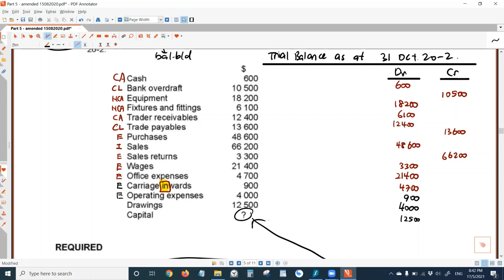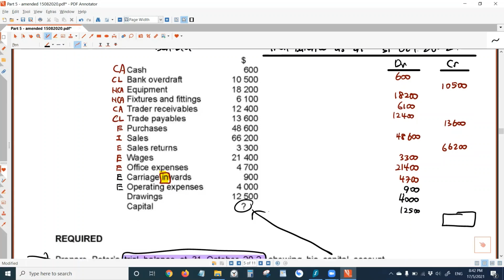Last number is what we have to find ourselves, right? It is a number that should appear here, in the credit column, because when capital increases, it's on the credit side. Now how do I find that number? If your teacher has told you that trial balance is a topic that will come out in the exam, your teacher cannot run away from giving you such a question. There's nothing else to test. If they say that trial balance is in the exam, they must ask you to prepare a trial balance.